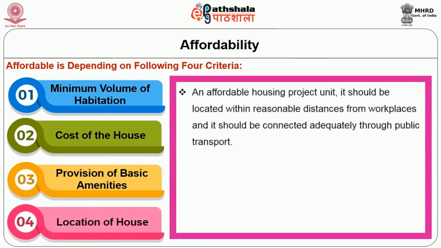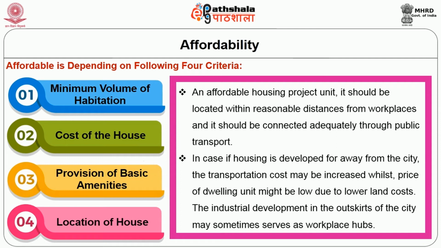Fourth one is location of the house. An affordable housing project unit should be located within reasonable distance from the workplace and it should be connected adequately through public transport. In case housing is developed far away from the city, the transportation cost may increase, whilst the price of the dwelling unit might be low due to lower land costs. The industrial development in the outskirts of the city may sometimes serve as workplace hubs.